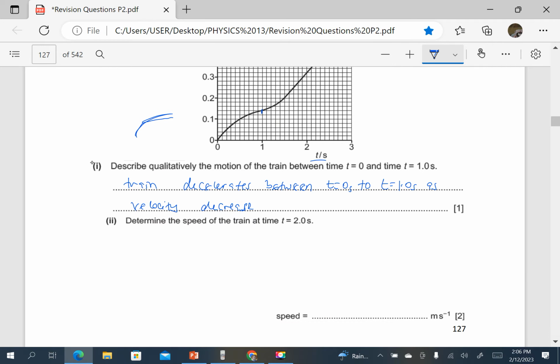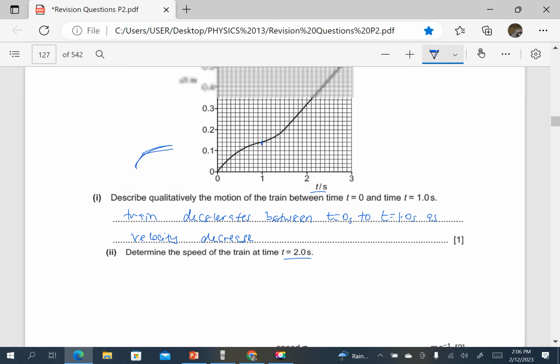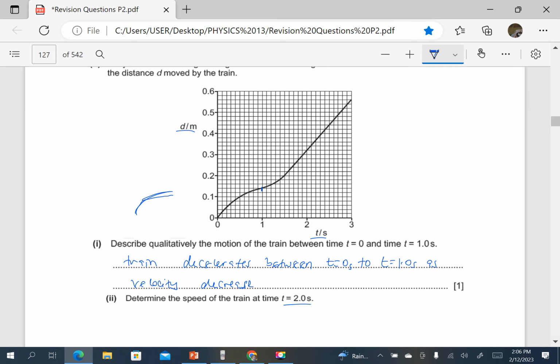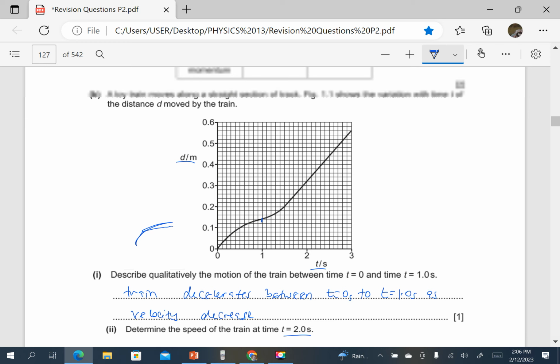Determine the speed of the train at t equals 2 seconds. Of course, this is a straight line. We can just find the gradient. I'll use full values. The gradient is constant, so even if I use full values, I'll use this one, and I think this is 0.56 because the scale is 0.1 divided by 5, which is 0.02. That is 0.56, and which other point should I use? Let me use 1.5. 1, 2, 3, 4, 5. Okay, let me use 5.